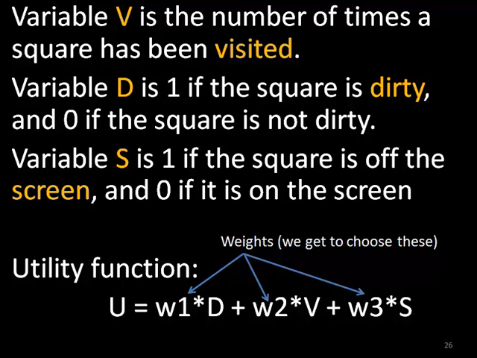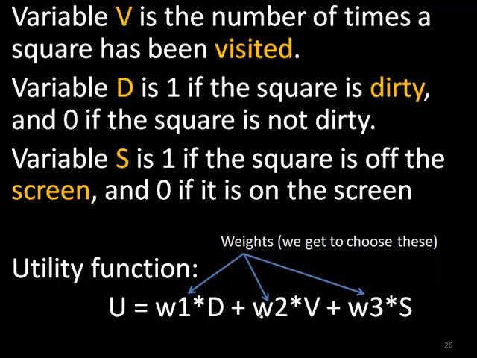So here's how we can construct our utility function. We're going to create one variable for everything that we want to either reward or punish the agent for. We'll have the variable v that represents the number of times a square has been visited. The variable d will be 1 if the square is dirty, and 0 if the square is not dirty. Variable s will be 1 if the square is off the screen, and 0 if it is on the screen.